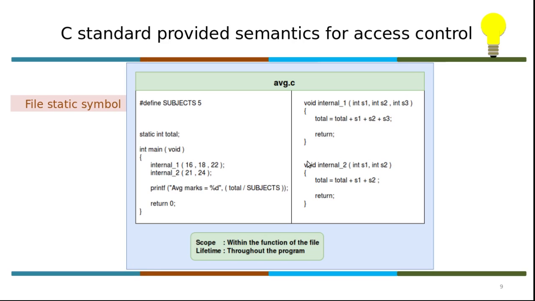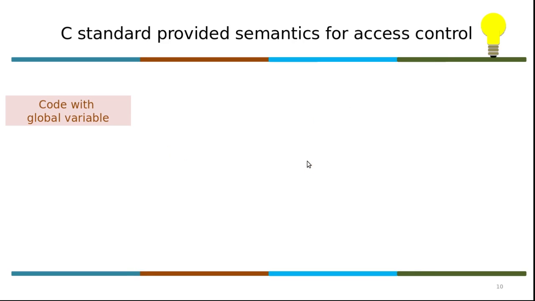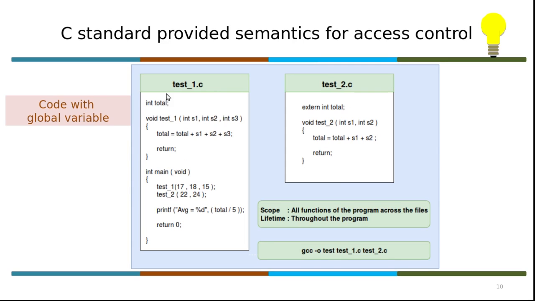Next, code with a global variable. Here, for total, we have not used any specifier to tell that it is a global variable. Without any specifier, if any symbol is defined above all the functions, outside the functions, that is global. We don't expect anything such as a globe keyword provided by the C standard.